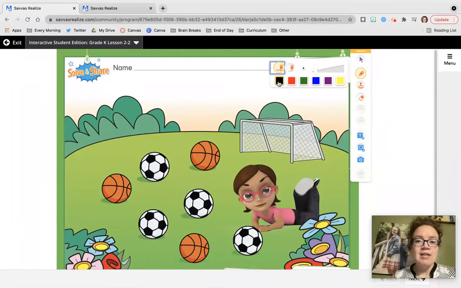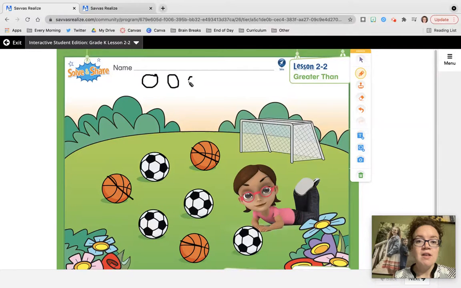And remember, when we count objects, we can draw a line through each one so we don't leave any out. So I'm going to count the basketballs first. 1, 2, 3. There are 3 basketballs. I could draw counters to show. 1, 2, 3. There are 3 basketballs. Now I'm going to count the soccer balls. 1, 2, 3, 4. There are 4 soccer balls. I'm going to draw them. 1, 2, 3, 4. Which one has more?